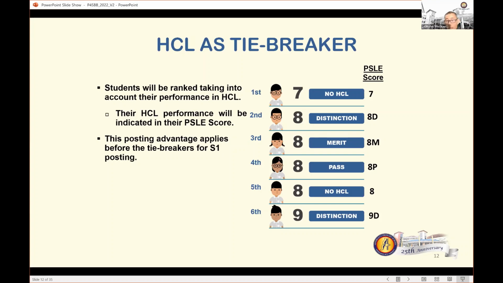So the cutoff might be distinction, the cutoff might be at merit, the cutoff might be at pass. Okay, so taking the higher mother tongue would then put our child in a better position. Even if the child has just passed, it's still better than no Higher Chinese in terms of ranking and priority. So that shows an example of the advantages that the higher mother tongue language will provide for children who are considering admission into secondary school, particularly SAP schools.